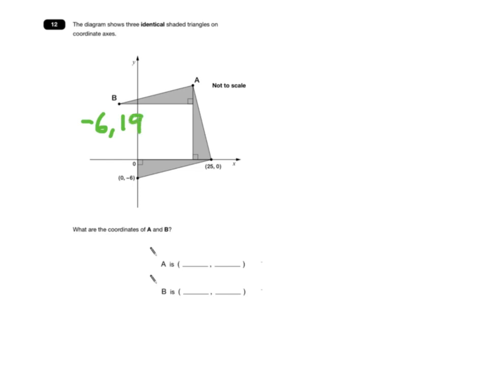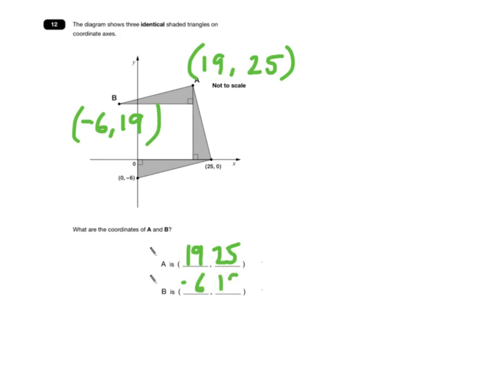So B is -6 on the x-axis and 19 on the y-axis, and A is 19 on the x-axis, 19 along, and 25 up, so 25 on the y-axis. So those are your two coordinates, 19, 25, and -6, 19.